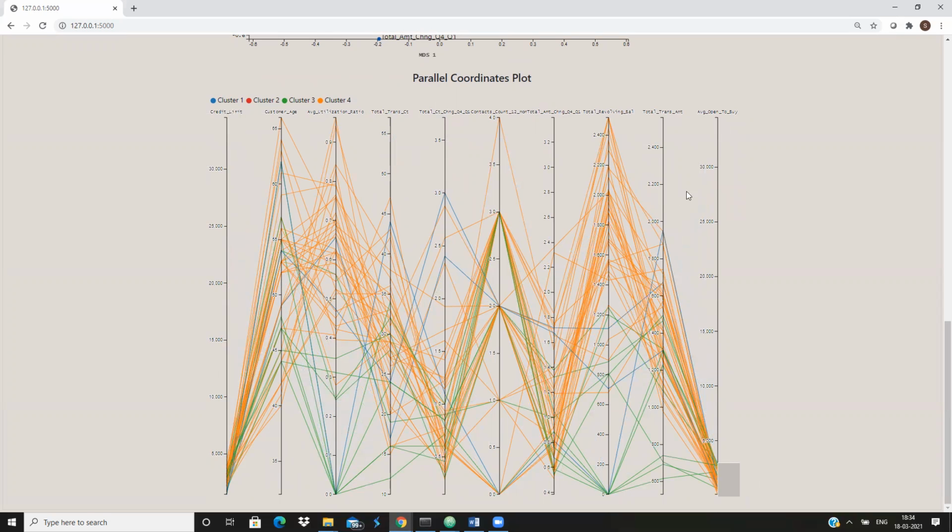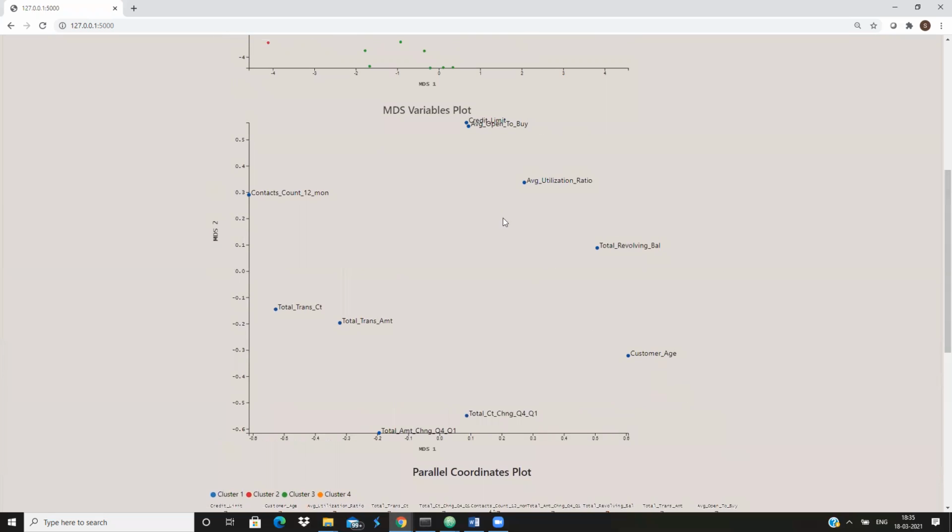So talking about these two axes, credit limit and average open to buy, we are seeing that they are very close to each other, right? And as you can see, even in the MDS variables plot, they are very close to each other, which means they are not very dissimilar, or they are very similar, right?